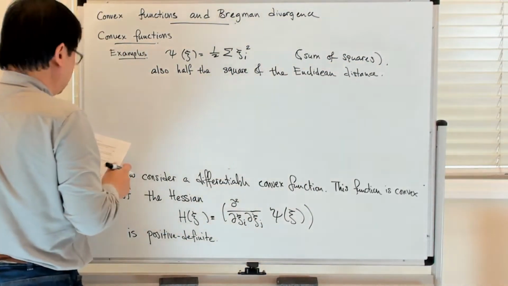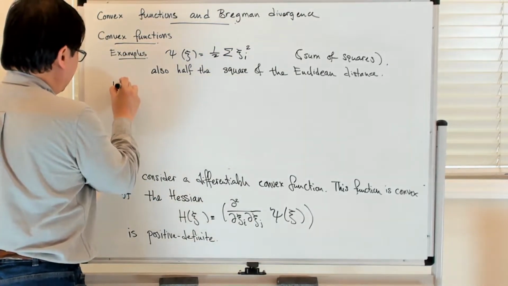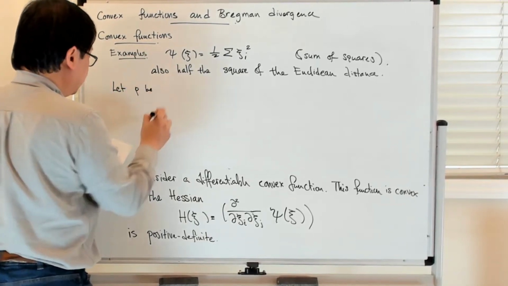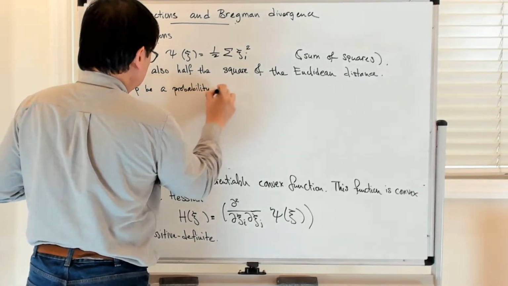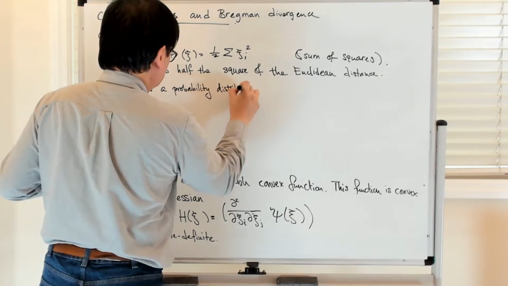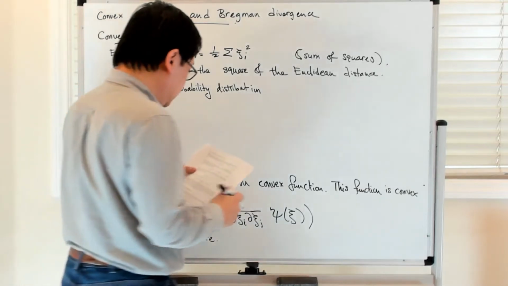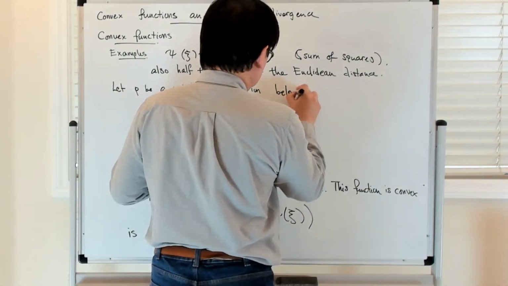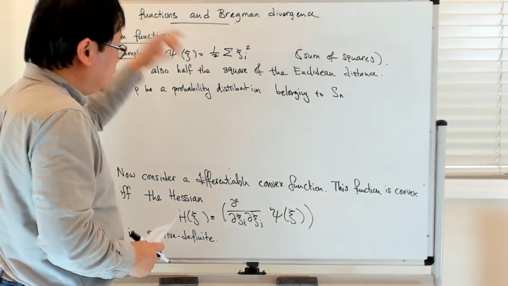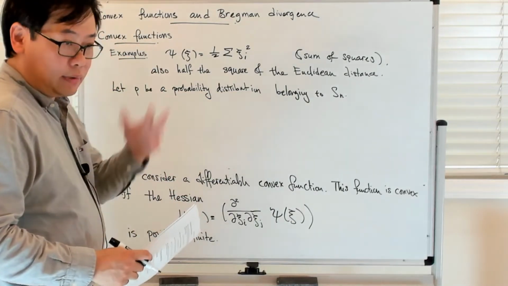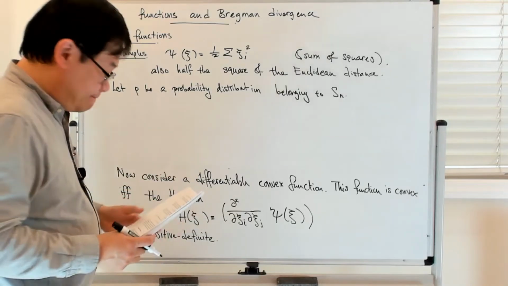Okay, so let's maybe look at a more interesting example. Let's say that we have P be a probability distribution belonging to this n simplex. If you recall, the reason why we're looking at this n simplex is because it has this normalization condition that the sum of probabilities adds up to 1.